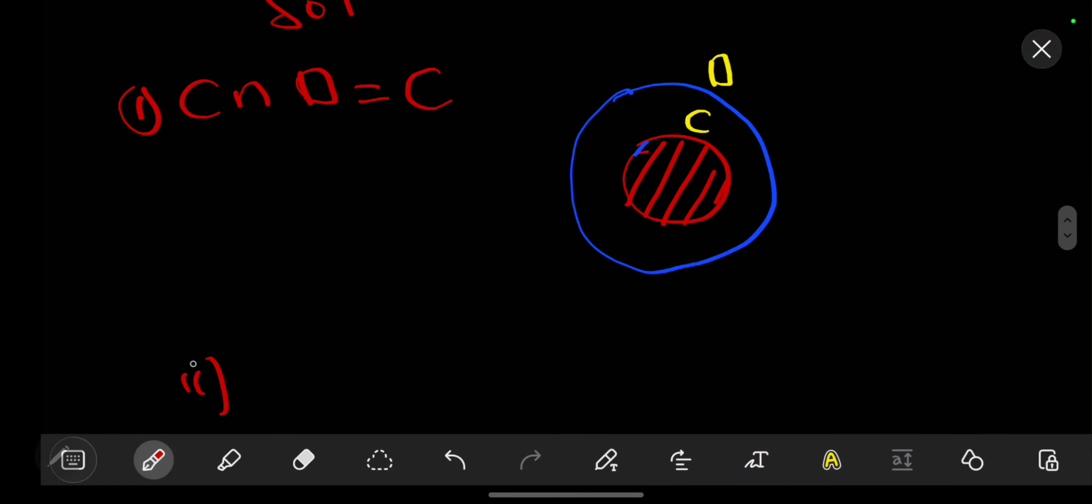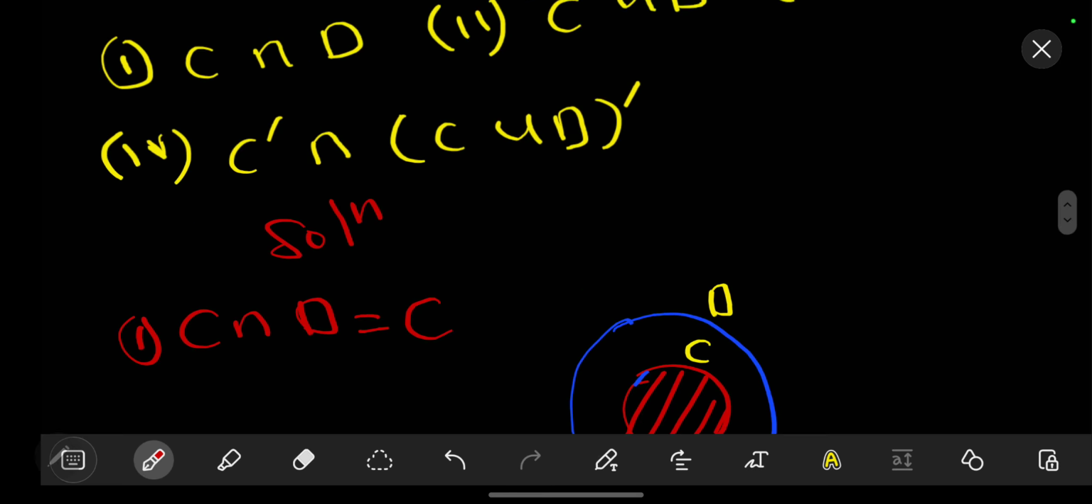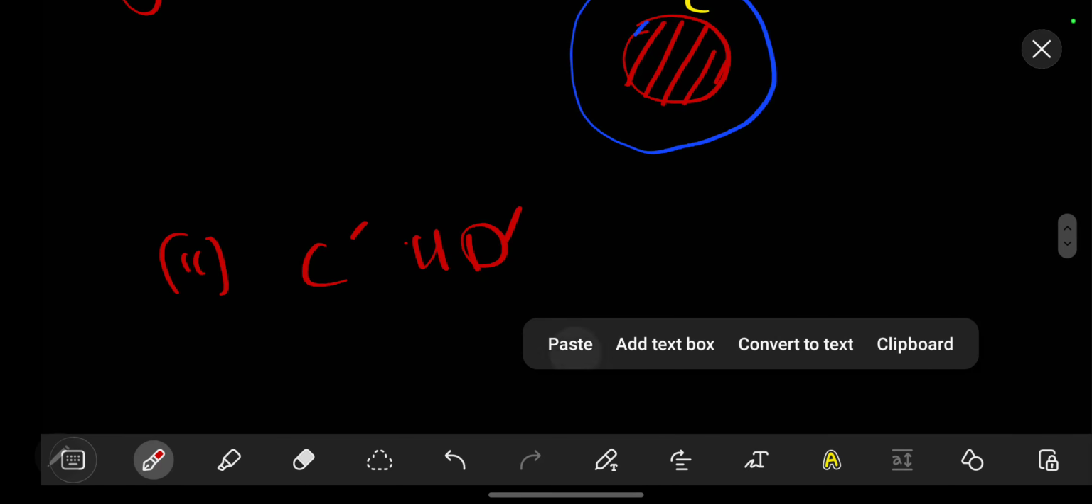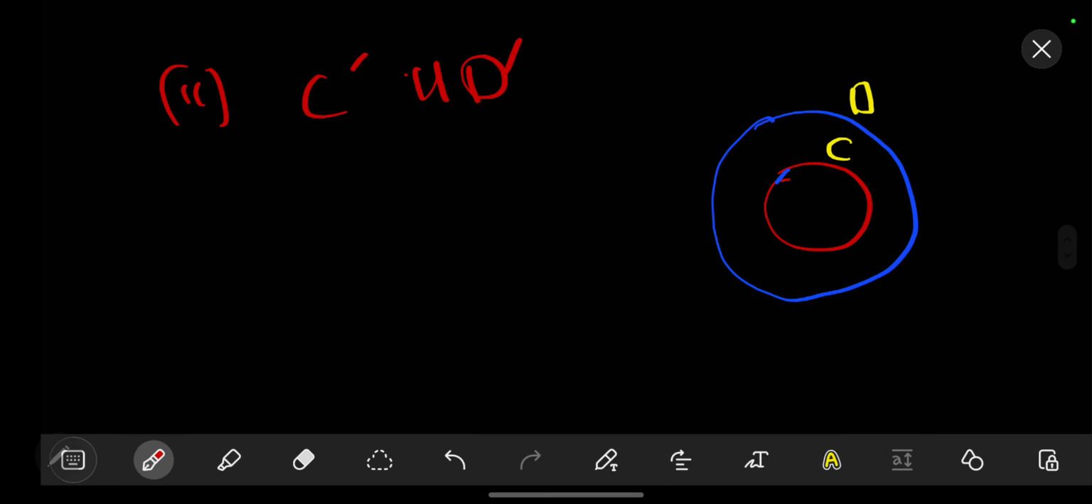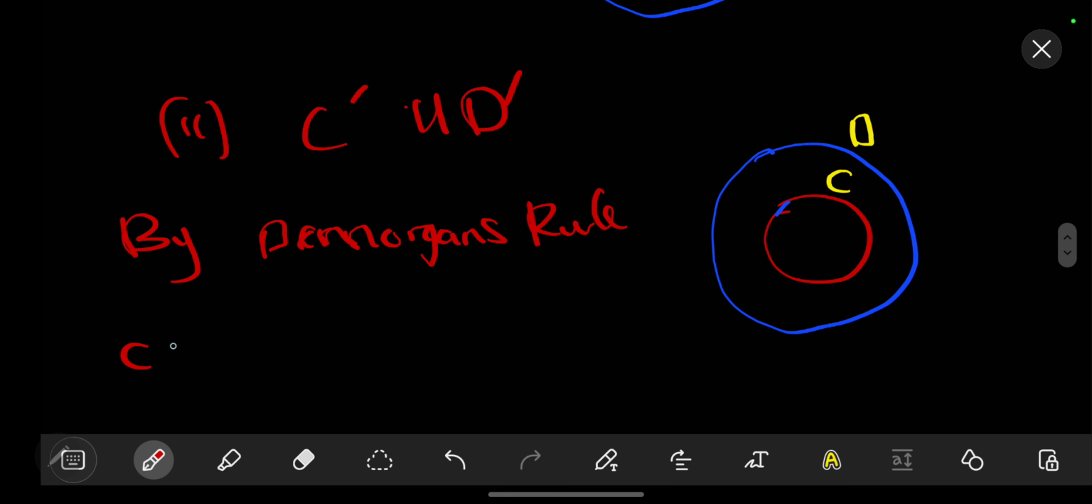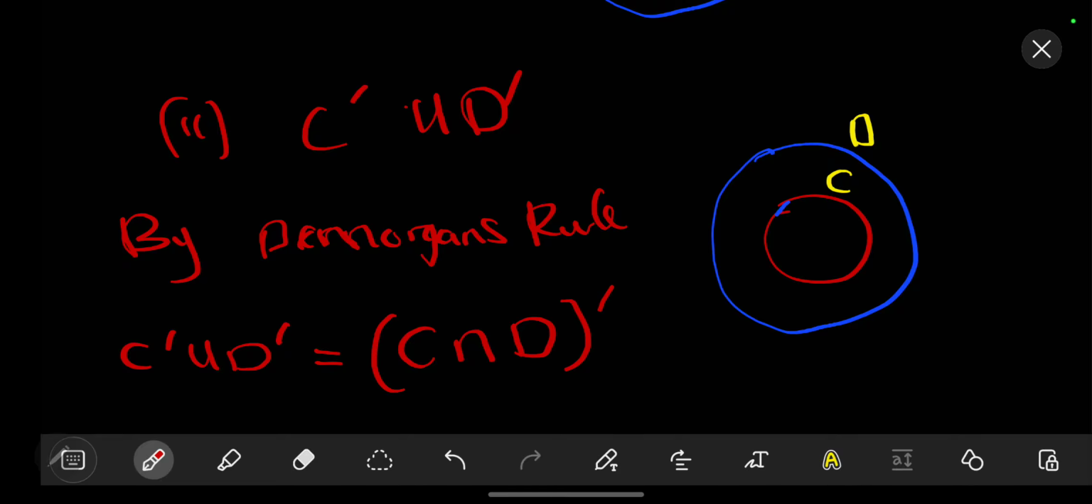Let's say we have our C complement union of D complement. How do we solve this one? Nothing difficult about this one as well. Same approach. We know from De Morgan's rule that C complement union of D complement is equal to C intersection of D, with the complement outside, where the union changes into an intersection.